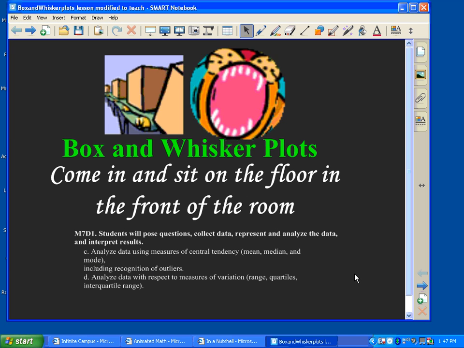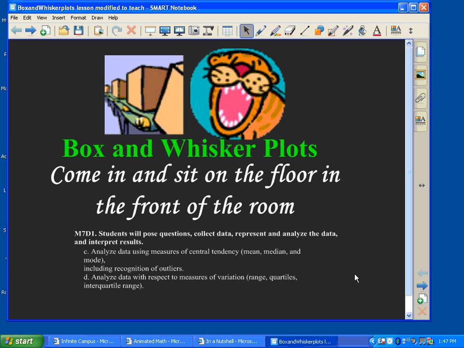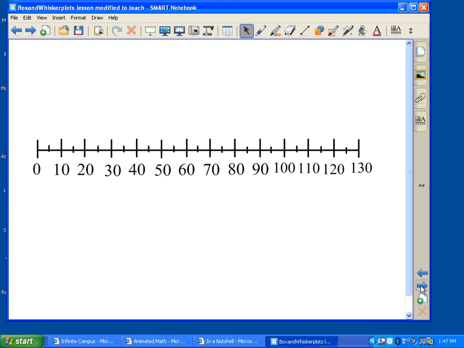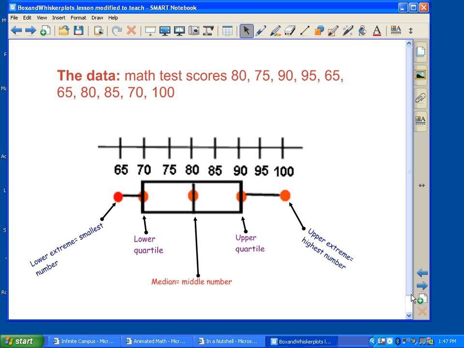Today we're working on box and whisker plots. Notice the boxes and the whiskers on the cap. Before you leave today, you will be able to draw something that looks like this. That is the box and whisker plot. I see the whiskers, you see the box. How many sections did we get? 1, 2, 3, 4 sections.